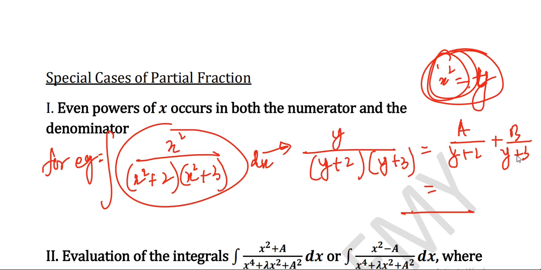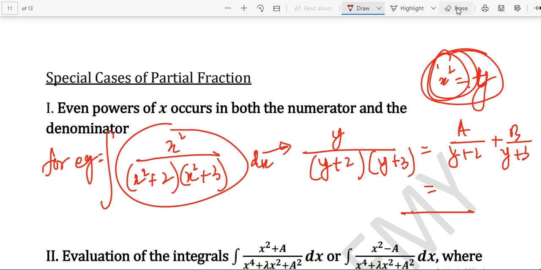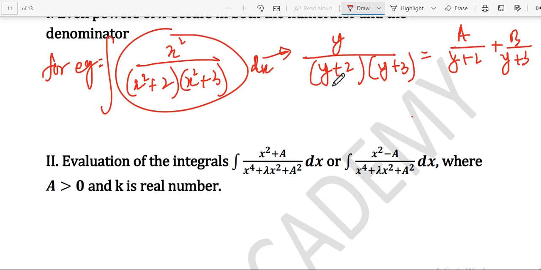We already assumed the value of x square as y. So now after calculating this one, we have to again replace the value of y by x square, and then we have to simply integrate with respect to x. That's all. This was one case.